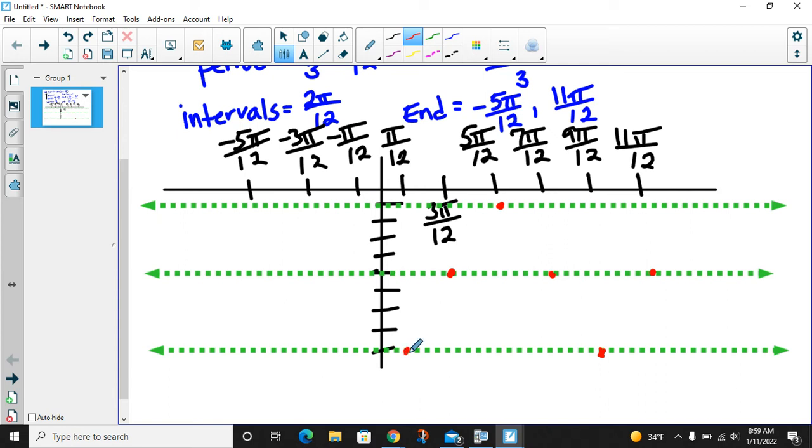I go down here. Do be mindful that 0 was not one of our actual intervals, so I skip over that. That's a very common mistake. And now just connect this with a nice smooth curve. And we're done.